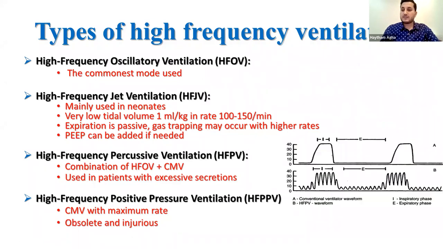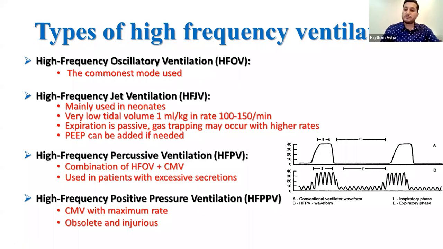The third type is high frequency percussive ventilation. This is actually a combination of two types of ventilation, high frequency oscillatory ventilation and conventional mechanical ventilation. So if you see here, you will find there is oscillation around PIP and PEEP. This is very beneficial in patients with excessive secretions to expel these secretions out.